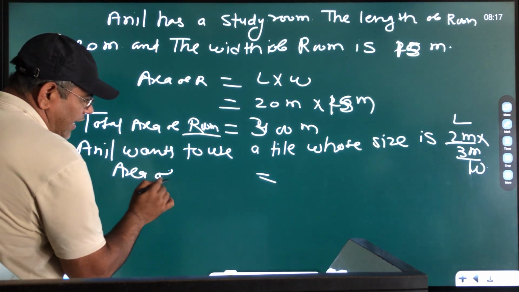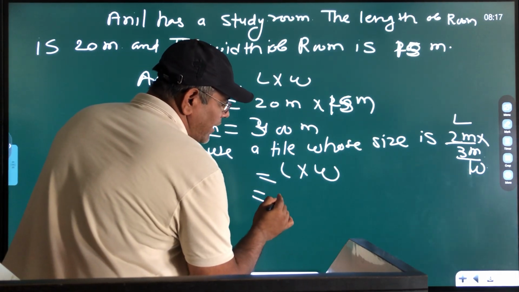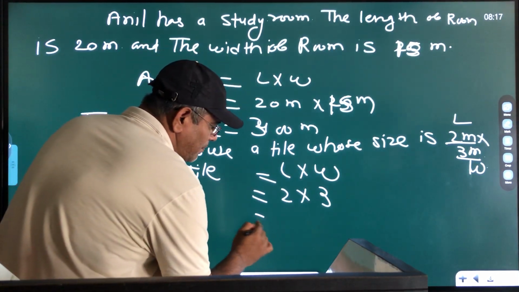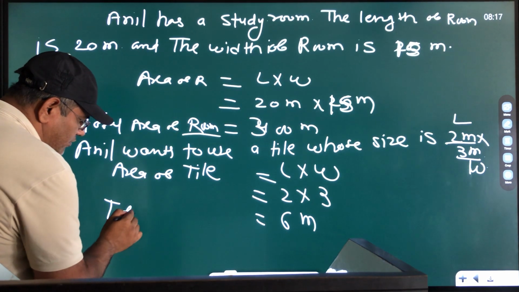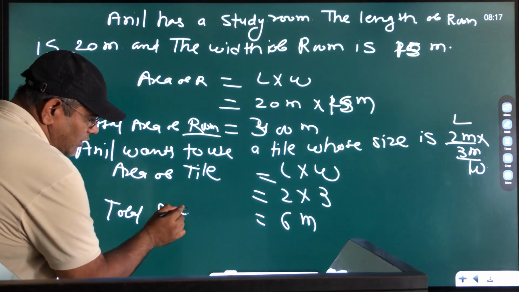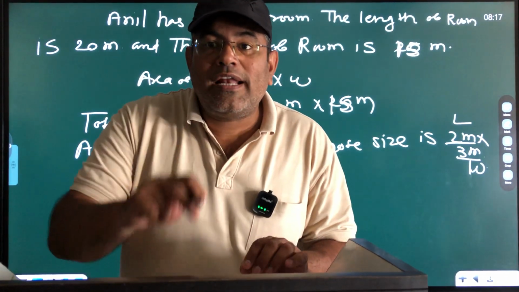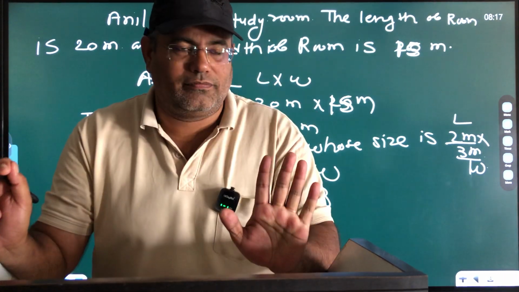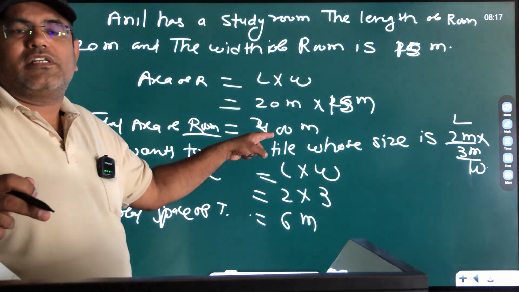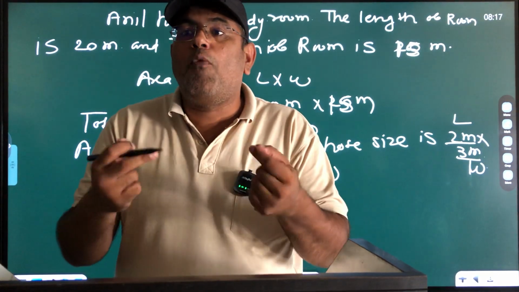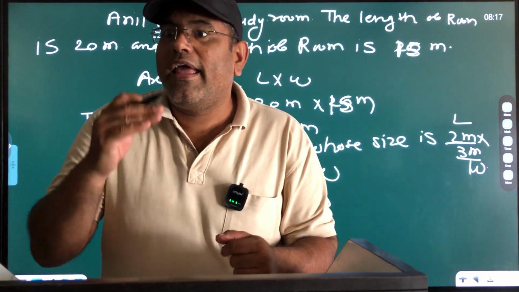Area of the tile. It means L multiply W. It means 2 multiply 3. So it means 6 meter. So the total space of the tile is 6 meters. It means the total space of one tile is 6 meter. And the total space of the room is 300 meters. And now we have to find out how many tiles we have to use here. In that condition we have to divide area by area.